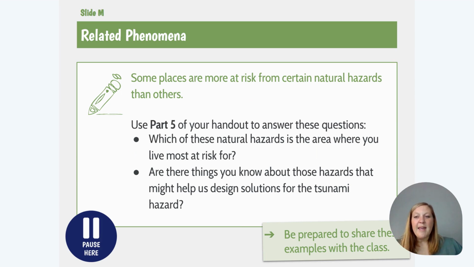So, in the last unit, we noticed that earthquakes tend to happen more frequently in certain locations, like along the boundaries of plates on Earth's surface. So, this means that communities in those areas are more at risk for experiencing earthquakes. So, think about which natural hazards are more likely to happen in your community. Are there things you know about those hazards that might help us think about design solutions for the tsunami hazard?